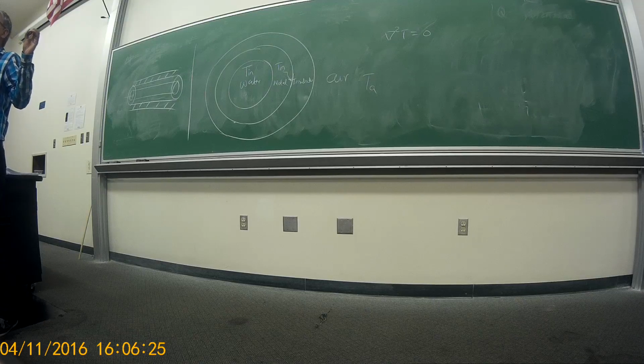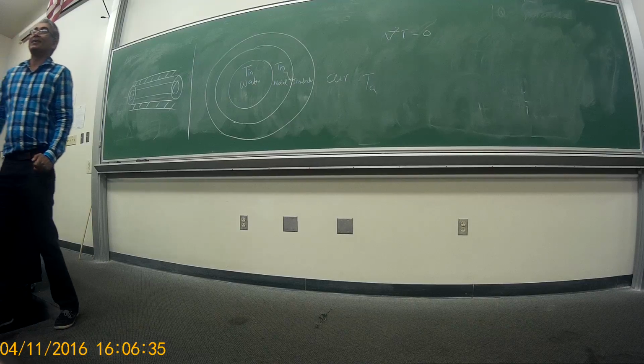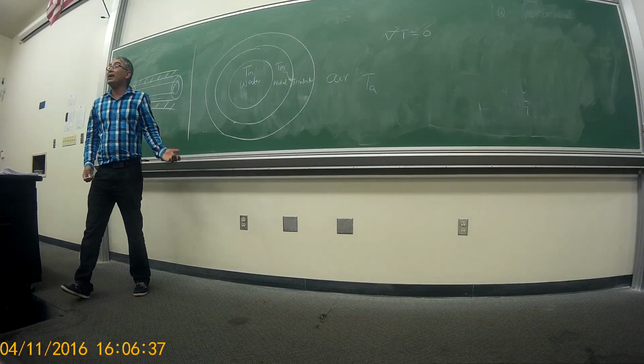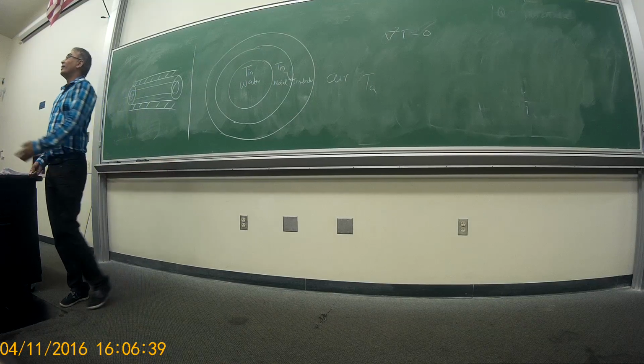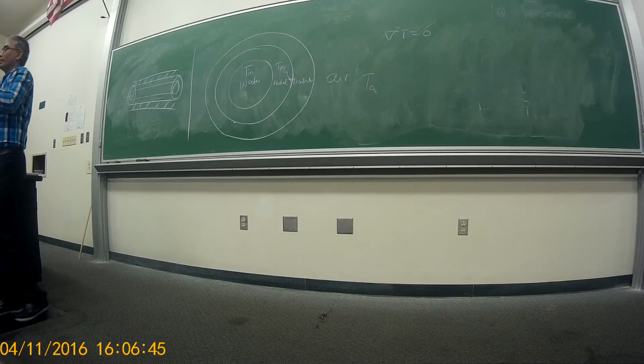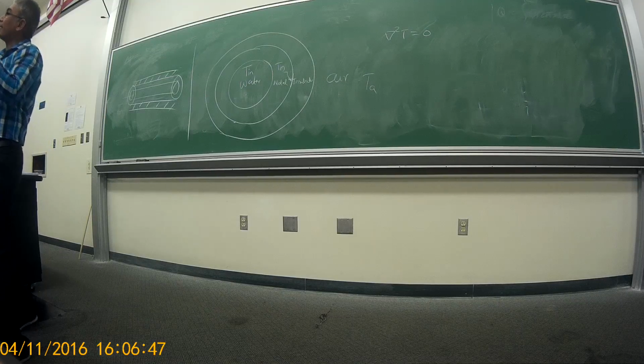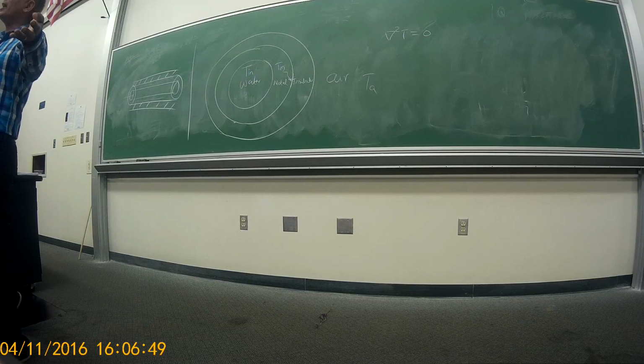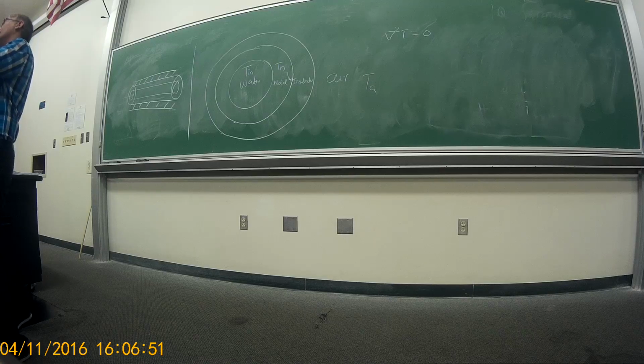Somebody said something somewhat okay. It's ln of R. Ln of R, yeah, we have a winner. If it was spherical, it would be? Somebody said the right answer. 1 over R. So spherical is 1 over R, cylindrical is log R, and Cartesian is? It's linear.